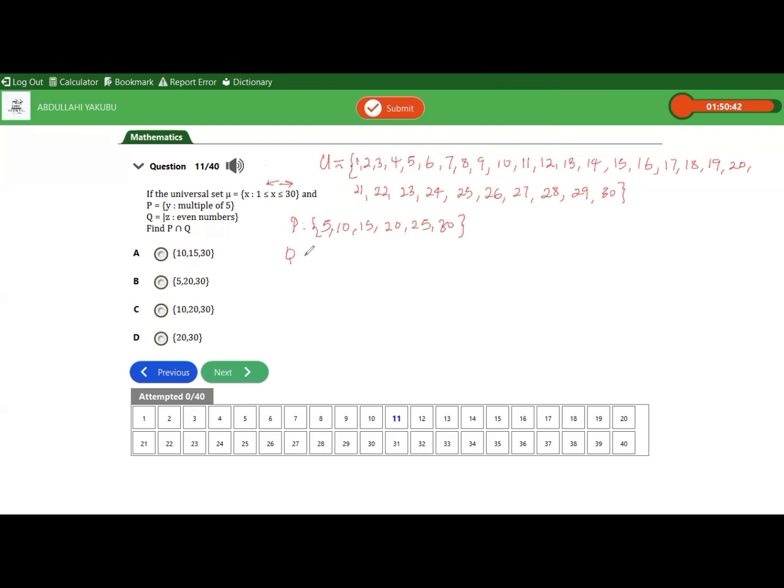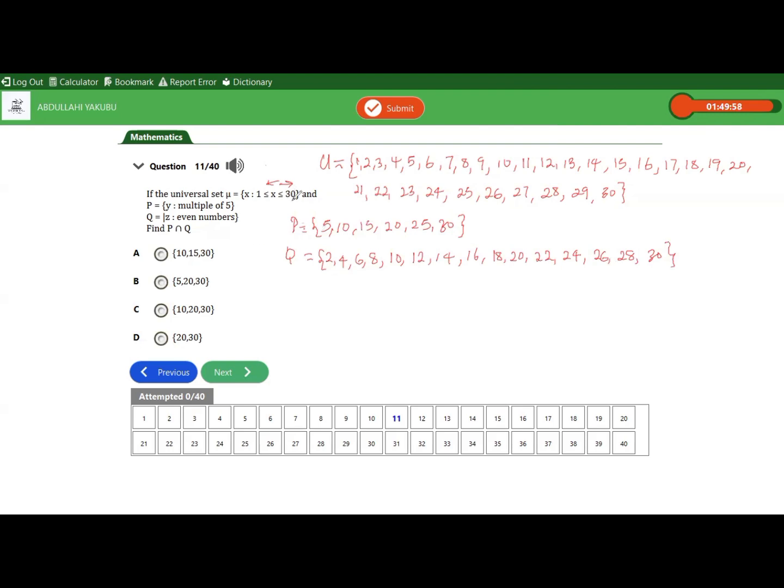So set Q is equal to a set of z such that z is an even number. So the least even number is 2, 4, 6, 8, then 10, 12, 14, 16, then 18, 20, 22, 24, 26, yes, 28, then 30. So you also stop here.